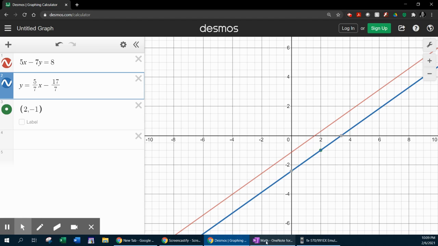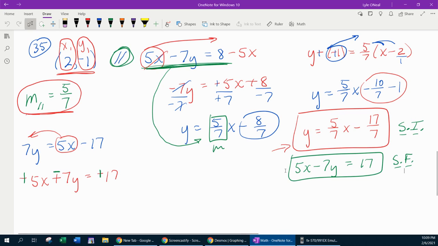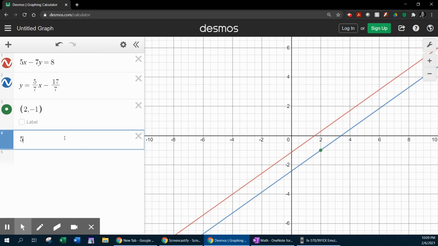Now, one other thing I want to do here is verify that my standard form answer is also correct. If I type that in, and if I turn off the blue graph, you can see that the purple graph is the same as the blue graph. Can you see that? Blue and then purple. And they both go through this point.